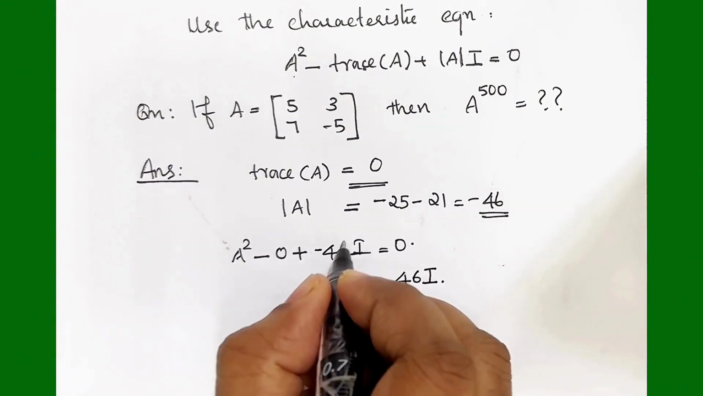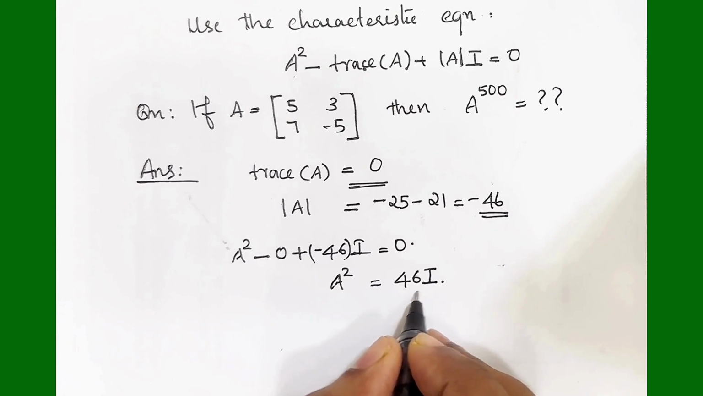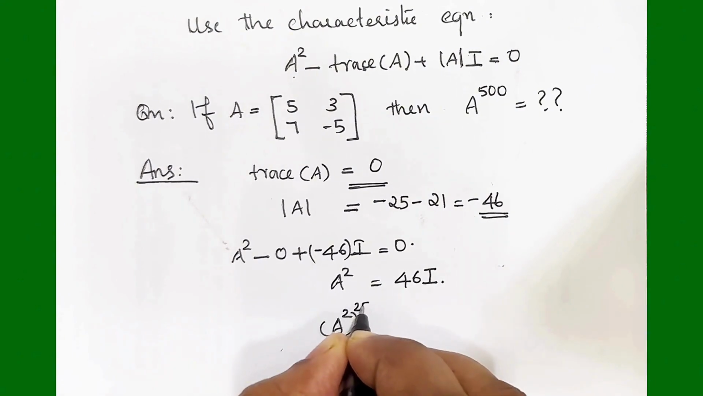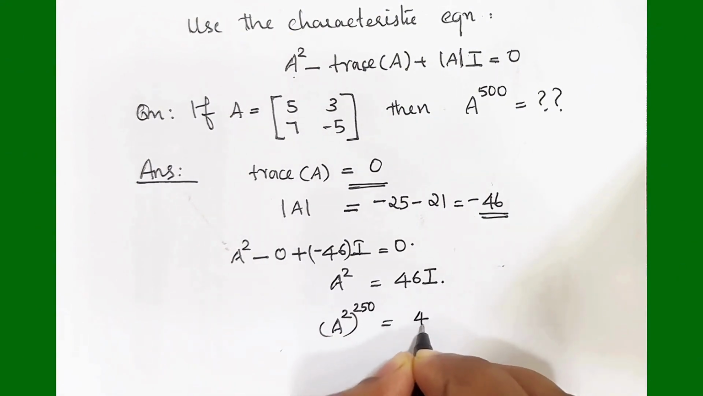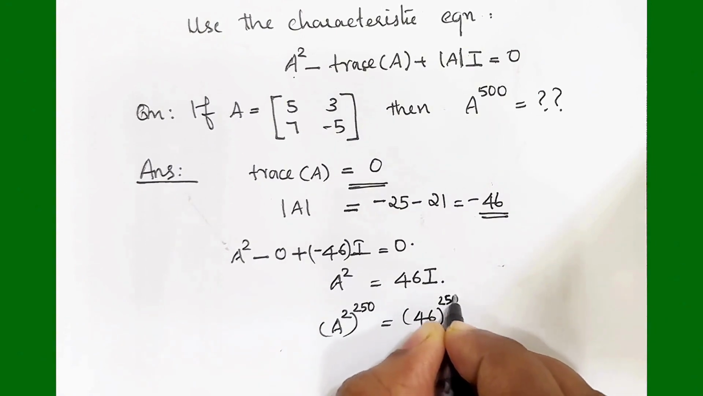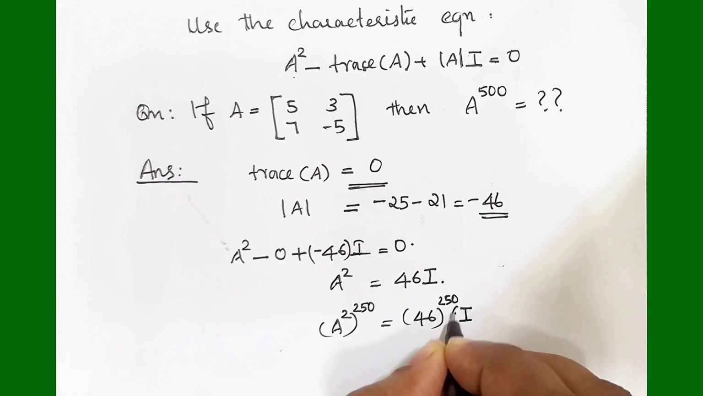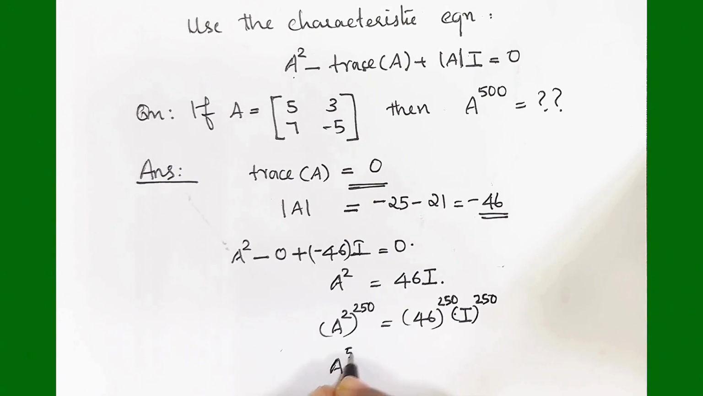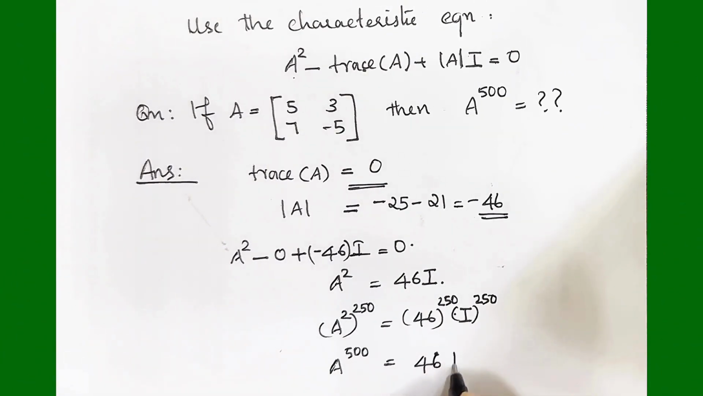Now question is A to the power of 500. So just calculate the power, A square to the power of 250. So A square to the power of 250 is equal to 46 to the power of 250 into I to the power of 250. That is, A to the power of 500 is equal to 46 to the power of 250 into I to the power of 250, which means I itself. So 46 to the power of 250 into I. Therefore, this will be the final answer.